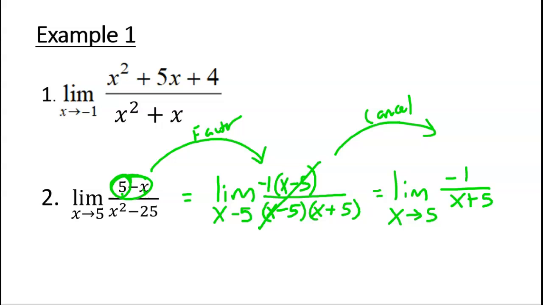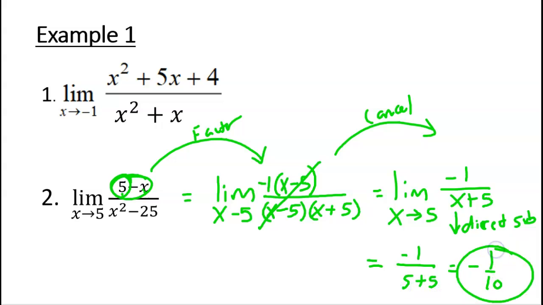And then the last step is direct substitution. So if I do direct substitution, I end up with negative 1 over 5 plus 5, which is negative 1/10 is my final answer. So this function would be approaching a y value of negative 1/10 as x approaches 5, even though it doesn't actually exist at x equals 5, because if you plugged it in, you would get a 0 over 0 again.